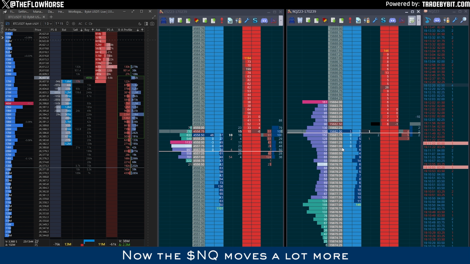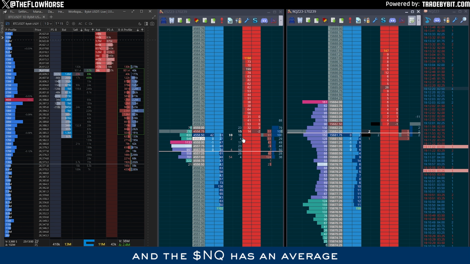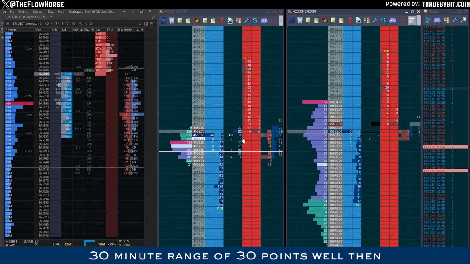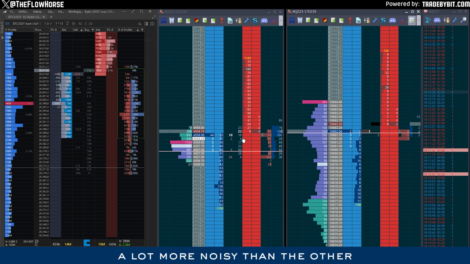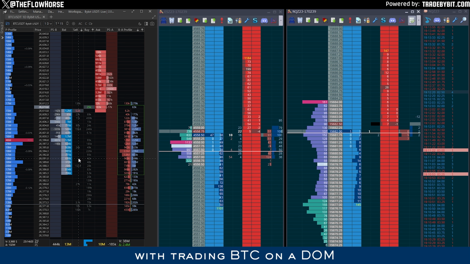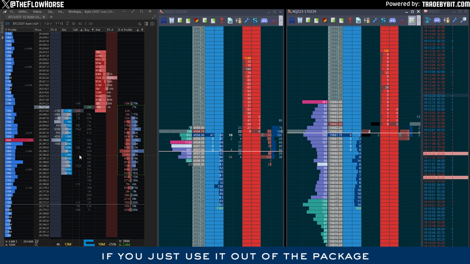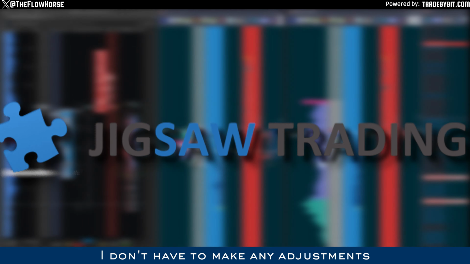Now the NQ moves a lot more. So as you can imagine from that alone, if the ES has an average 30-minute range of 6 points, and the NQ has an average 30-minute range of 30 points, well then, if the aggregation is the same, one is going to appear a lot more noisy than the other. So that's actually the trouble with trading NQ on a DOM if you just use it out of the package. Out of the package, I mean, this is Jigsaw. I take Jigsaw, download it, search the ES, I'm good to go. I don't have to make any adjustments.